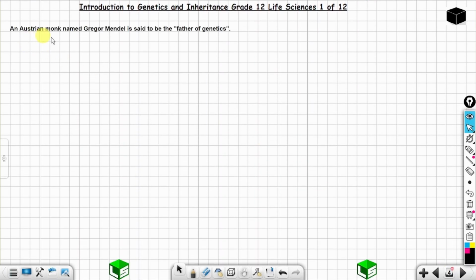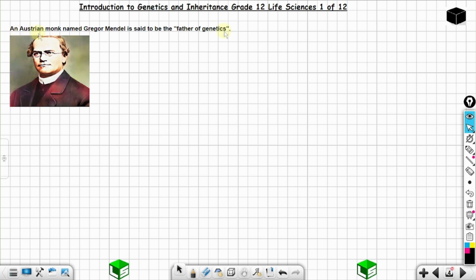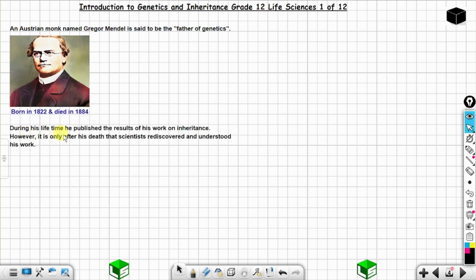So, an Austrian monk named Gregor Mendel is said to be the father of genetics. Many of the things that we know about genetics can be attributed to Gregor Mendel. He was born in 1822 and died in 1884. During his lifetime, he published the results of his work on inheritance. However, it is only after his death that scientists rediscovered and understood his work. In his investigations, Mendel came up with these 3 laws.